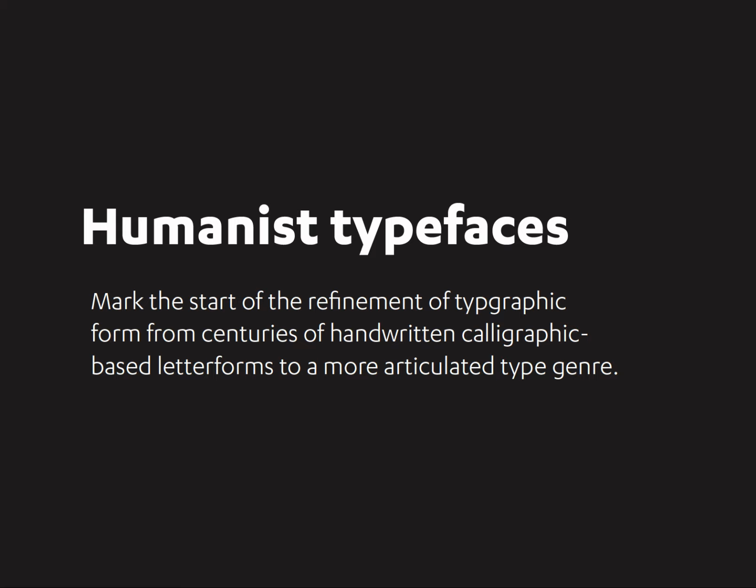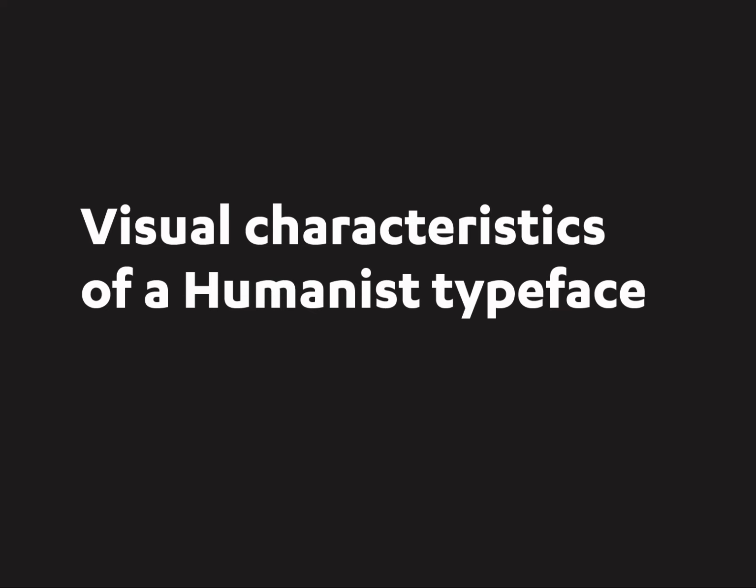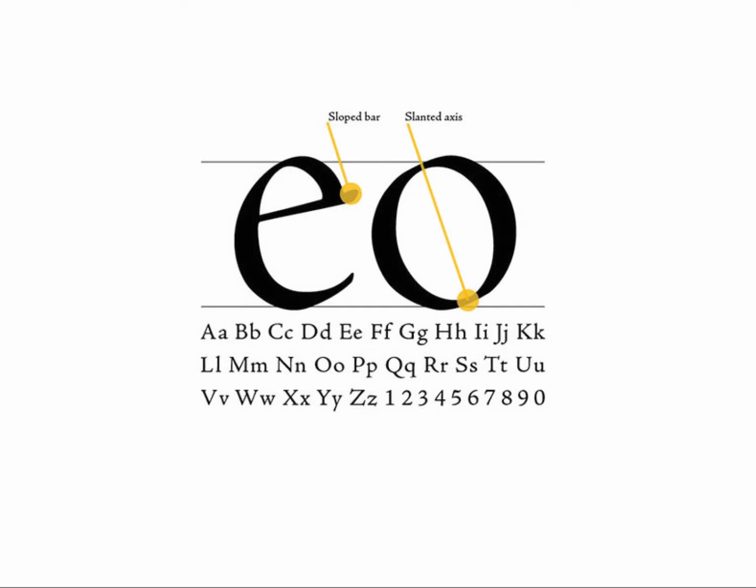So humanist typefaces mark the start of the refinement of the typographic form, centuries of handwritten calligraphic letter forms, and they were the basis of typefaces, and then they evolved to more sophisticated types of fonts. And then we take a look at the visual characteristics of a humanist typeface, and we'll see that it is very much based in calligraphy.